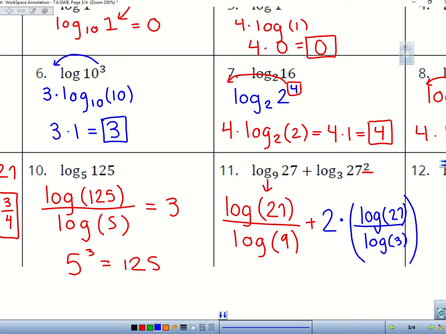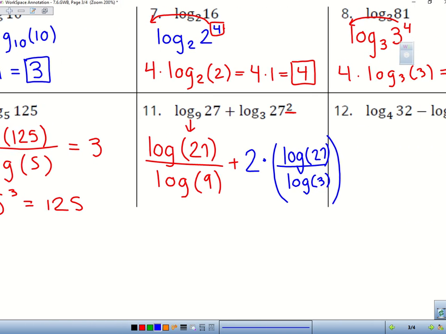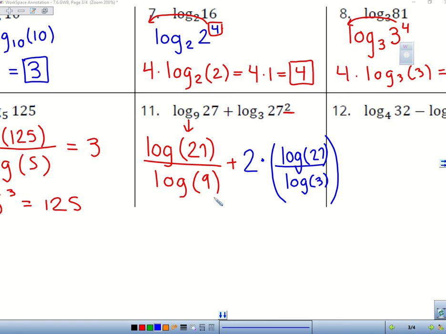So this is all calculator work at this point. What you're going to do is calculate this in the calculator. So you're going to do 27 log divided by 9 log equals, and you should get 1.5, plus 2 times whatever this comes out to be in the parentheses. So once again, we're going to do that operation in the calculator. So 27 log divided by 3 log equals, and you should get 3. Okay? Everybody with me on that?